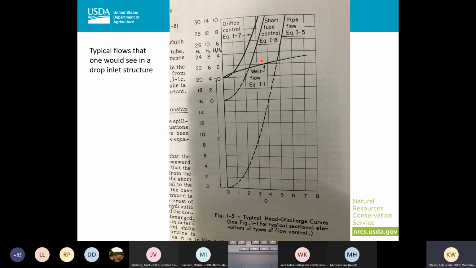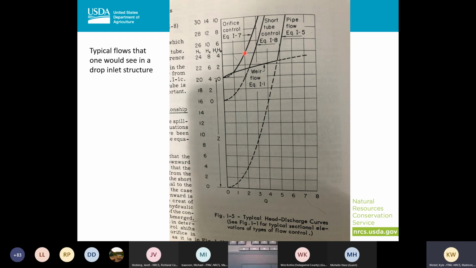So if I'm at a head at this line, where I'm at 4, 8, and 24, so if this is my head, I would have an orifice flow of 2 CFS, a short tube of about 3 CFS, and my pipe flow about 5 CFS. So convention is going to tell you, well, the orifice is going to control, it's at 2 CFS, so that's going to be the controlling factor. I'm going to have 2.